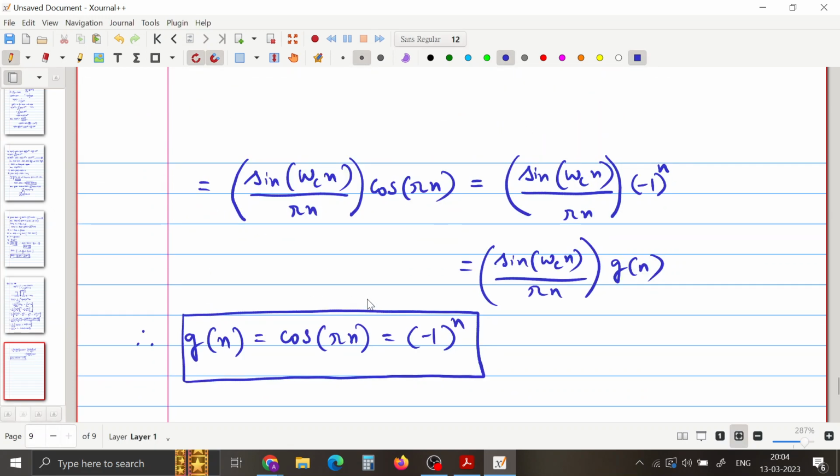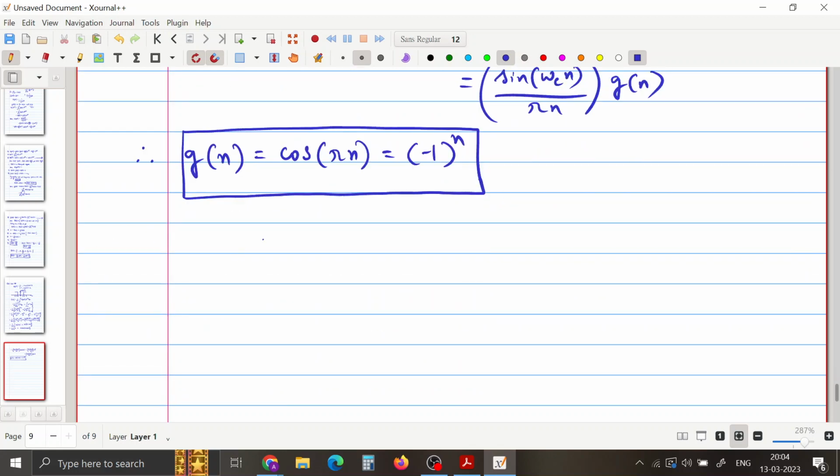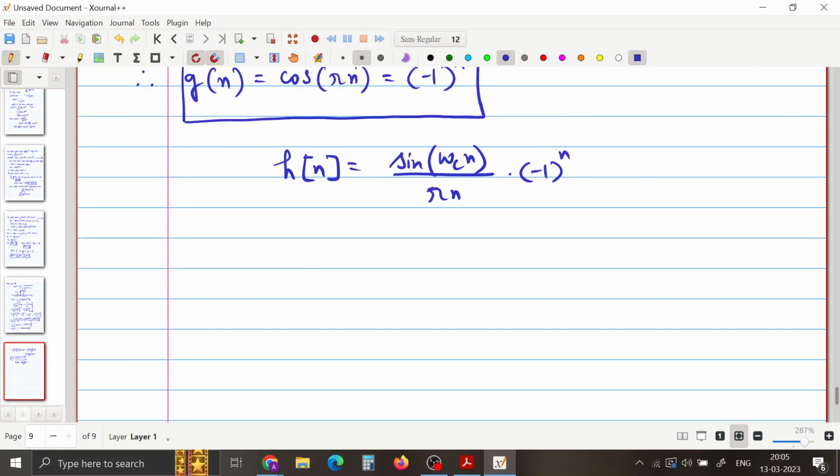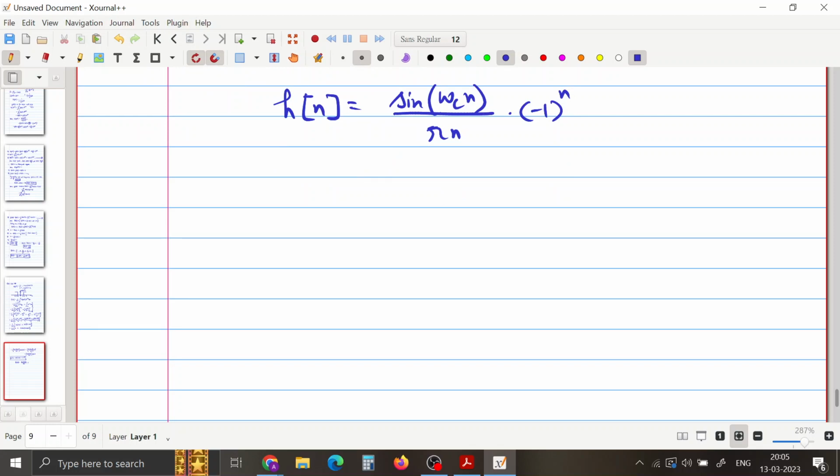So ultimately, you see this. This is h of n. So h of n is the sine function times minus 1 to the power n. This is h of n. If you ignore this minus 1 to the power n, this first term is like a sinc function. In general, the sinc function is of the form sine pi n by pi n.